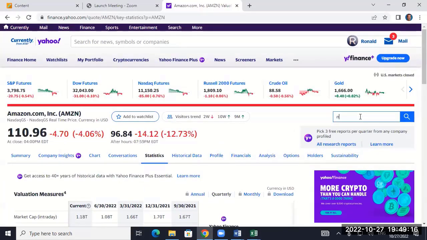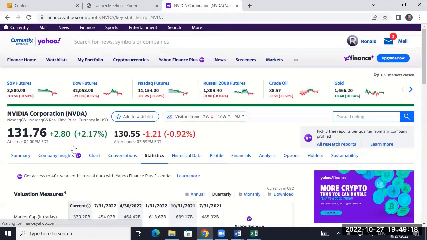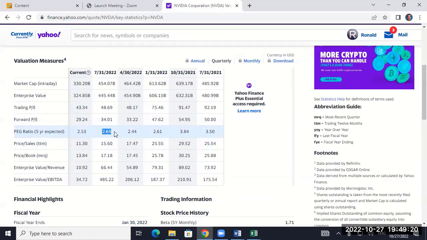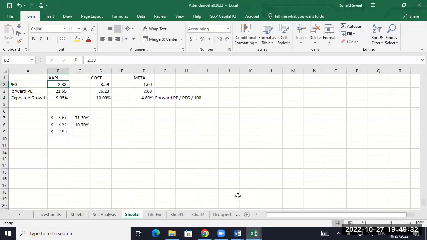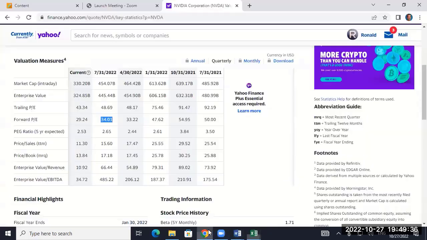Let's look at NVIDIA. I'm curious what the market's thinking on some of these stocks. PEG of 2, PE of 34. So that's a pretty heavy growth rate, isn't it? That's what, about 11% maybe? I can't do that in my head. 34.01, and whatever the other number was, 2.65.